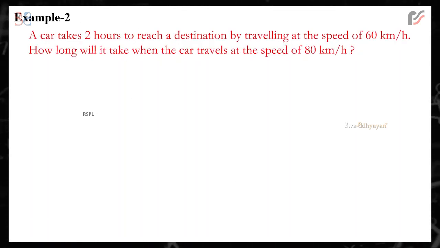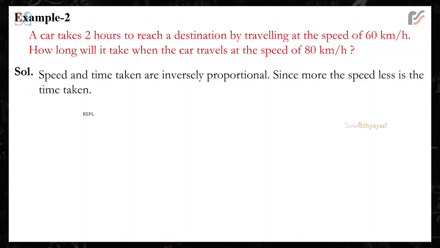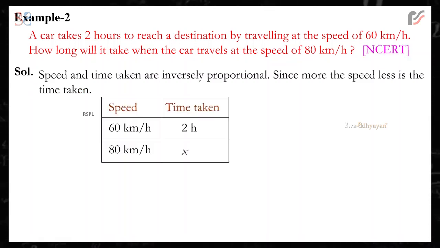Example 2. A car takes 2 hours to reach a destination by traveling at the speed of 60 km per hour. How long will it take when the car travels at the speed of 80 km per hour? Solution. Speed and time taken are inversely proportional, since more the speed, less is the time taken.